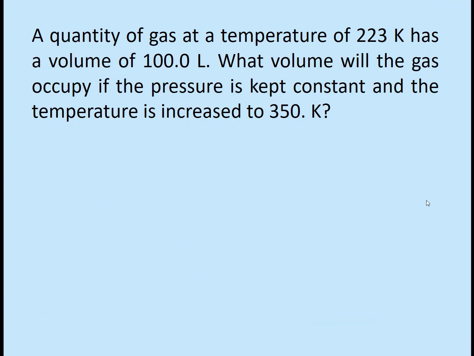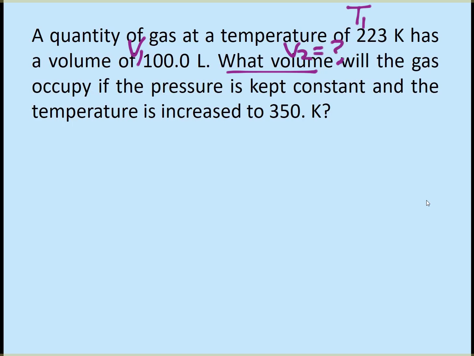Let's do a problem with Charles' law. When I read a problem like this, I don't know off the bat that I'm going to have to use Charles' law, but I'm going to identify what's what in the equation. So the first one, 223 Kelvin, that's a temperature. And I'm going to call it my T1 because it's the first temperature that I read. And then this one, this is my volume. I'm going to call it my V1. And it says what volume, so that's going to be my second temperature, and I'm going to solve for that.